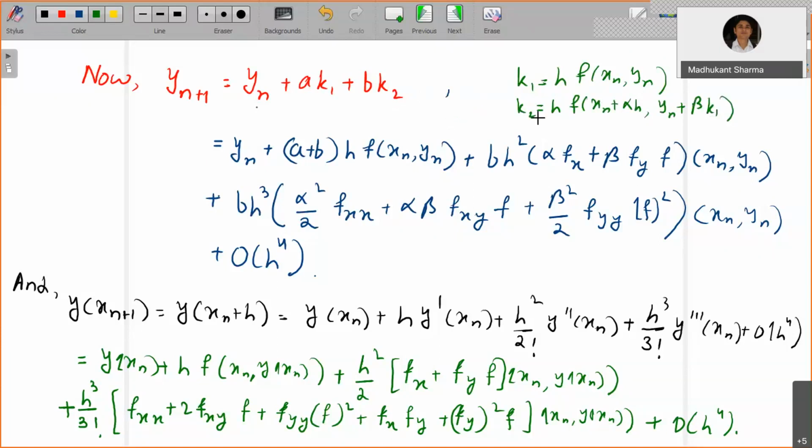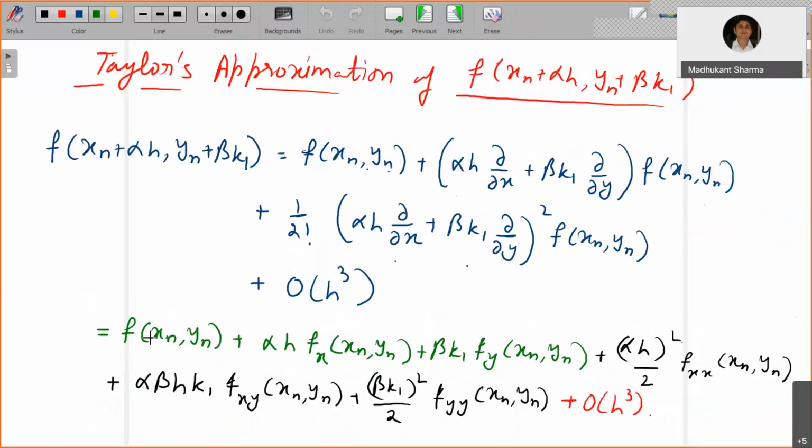Note that k2 also has h. So when you take h inside the expansion and multiply, h comes here, and here h square beta k1. K1 is also already having h, so one more h makes it an h square term, and this will be an h cube term. This will be h here. K1 also has h, so h square here, and h square into h is h cube. Similarly here h. These are h cube terms and this is O(h⁴).